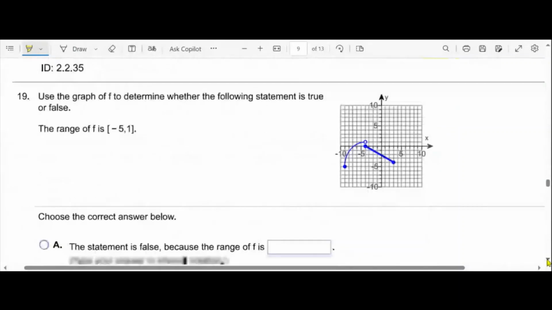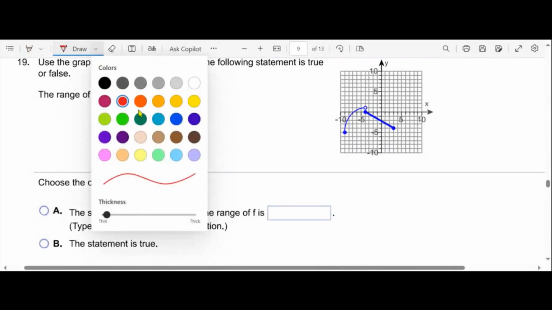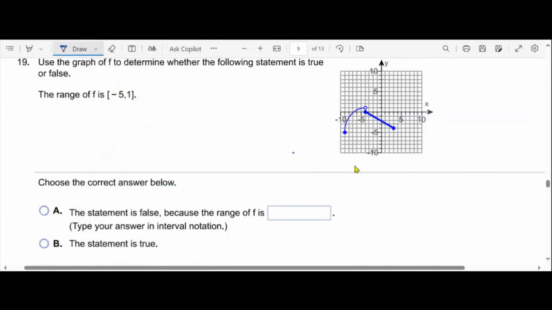All right, let's go to the next one. Please read 19. Use the graph of f to determine whether the statement is true or false. The range of f is minus 5 to 1, with closed brackets. Choose the correct answer below. Now this one, how much? Minus 4, closed, right? Going to where? To 0, correct? Closed. What about this one here? The range, what's the range? Minus 5 to where? To 1. Yes, good.